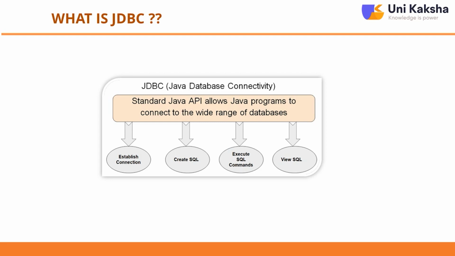The JDBC API is comprised of two packages: one is java.sql, and the second is javax.sql. You automatically get both packages when you download Java Platform Standard Edition, that is Java SE.